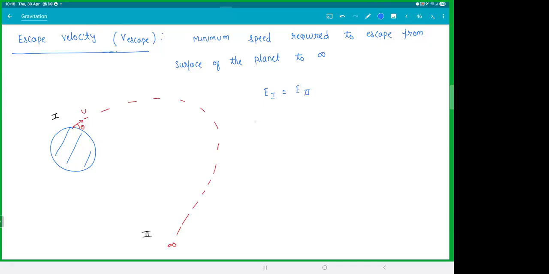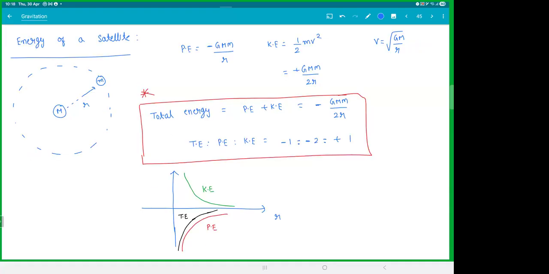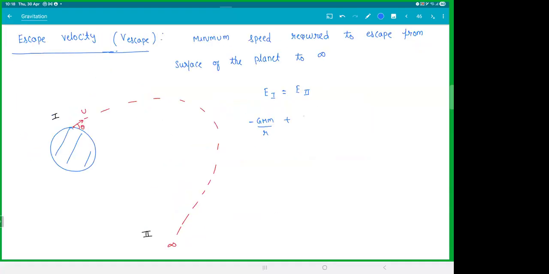So energy in state 1 would be potential energy minus GMm by r. Remember, this is not a satellite, so don't use that GMm by 2r. Satellite meaning the thing which is going in an orbit. Kinetic energy is half mv square. Since you go to infinity with zero speed, it is 0 and 0, so you end up with V escape is root over 2GM by r. Multiply and divide by r, this ends up to be root 2gR. And the best part, this is independent of theta, meaning it doesn't matter at what angle you project. If you throw with this speed, you're going to escape the planet.